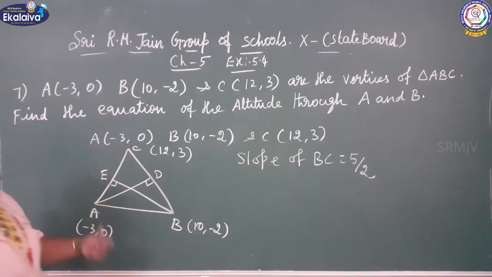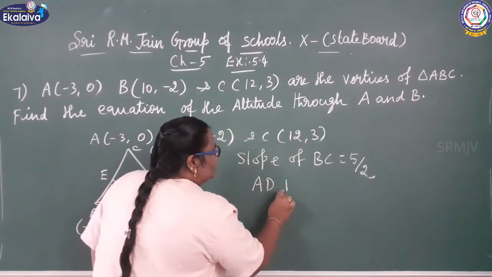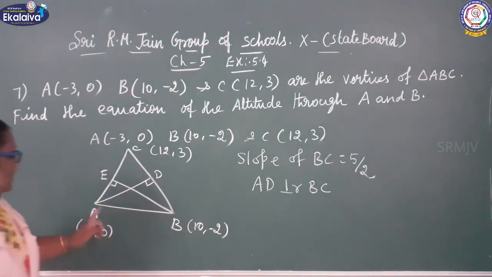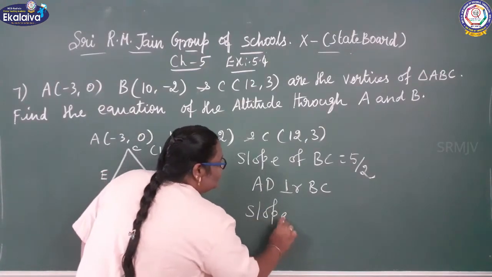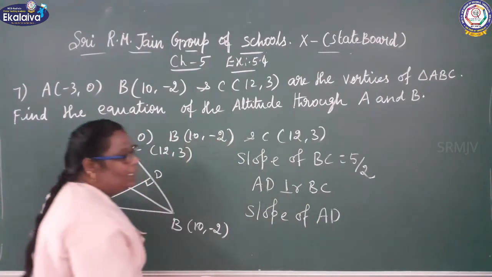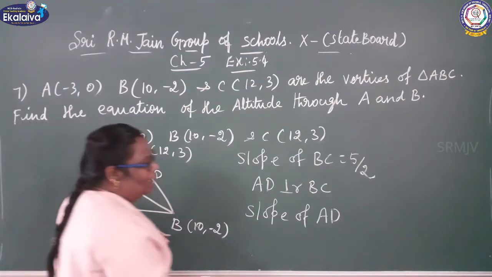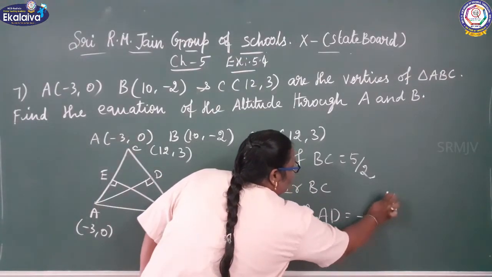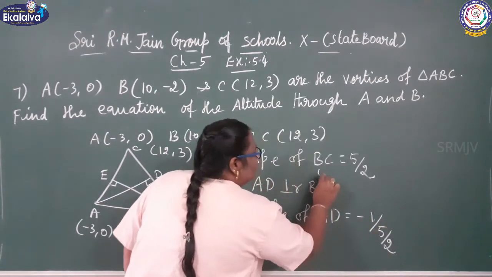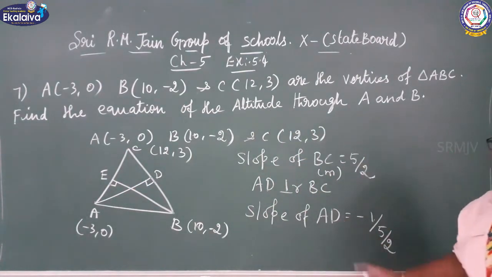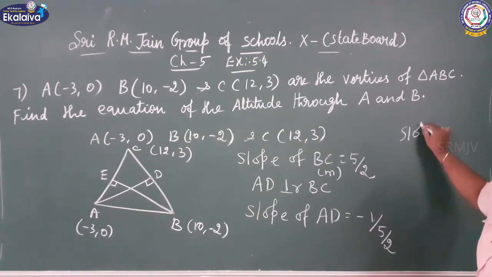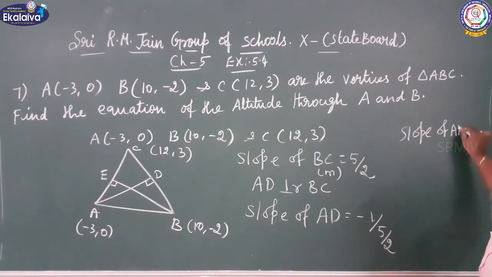Altitude AD is perpendicular to BC. So slope of AD equals minus 1 by m. M is nothing but what? This is m, 5 by 2. Minus 1 by 5 by 2. So slope of AD equals the reciprocal of that value, minus 2 by 5.